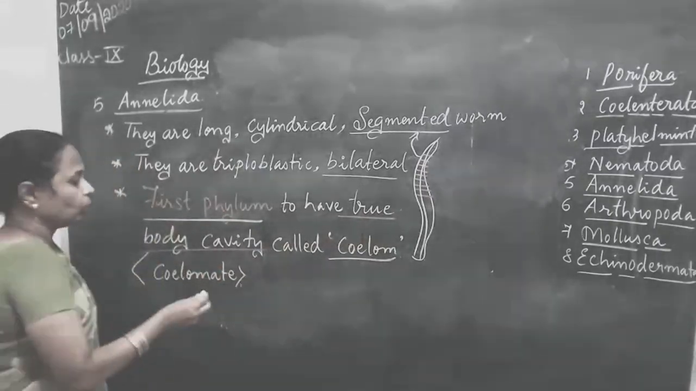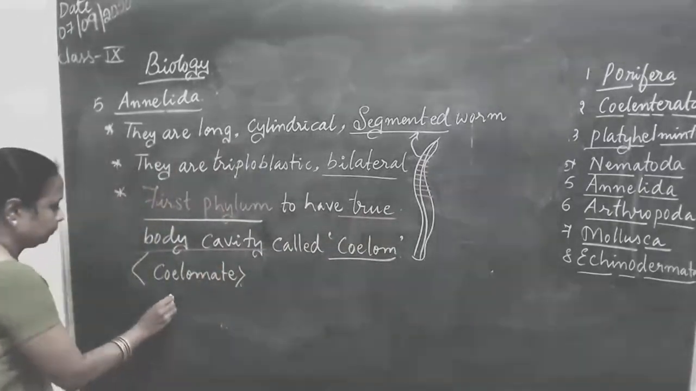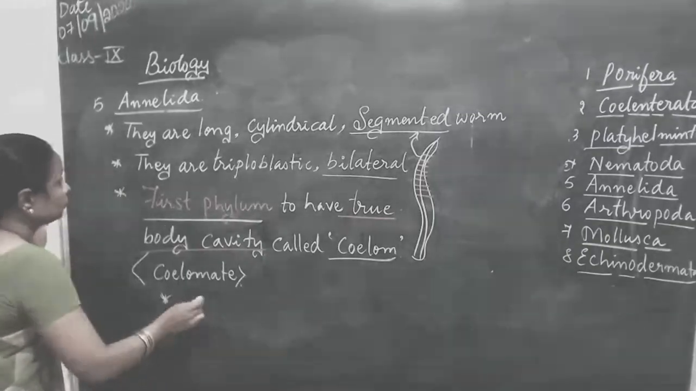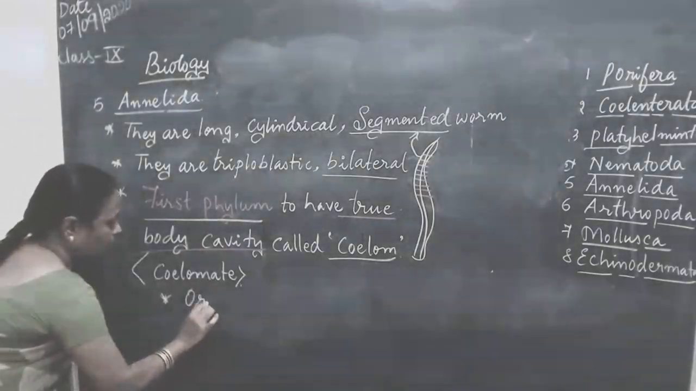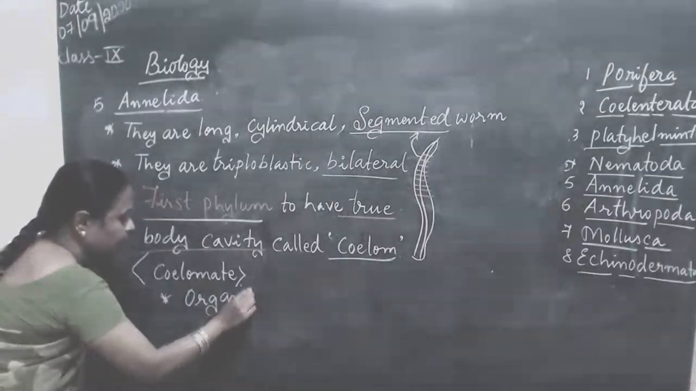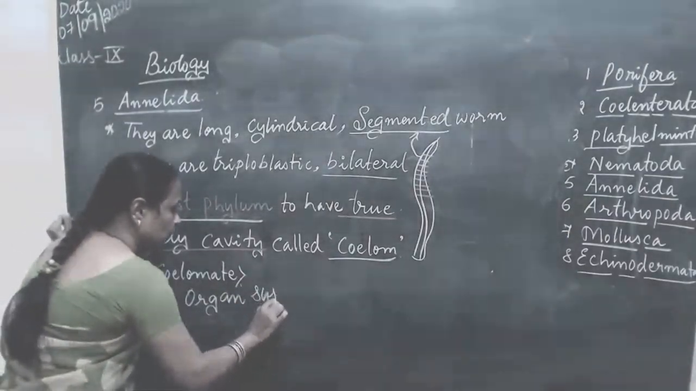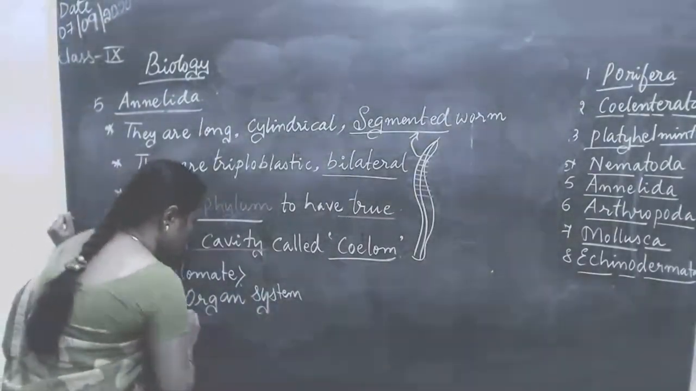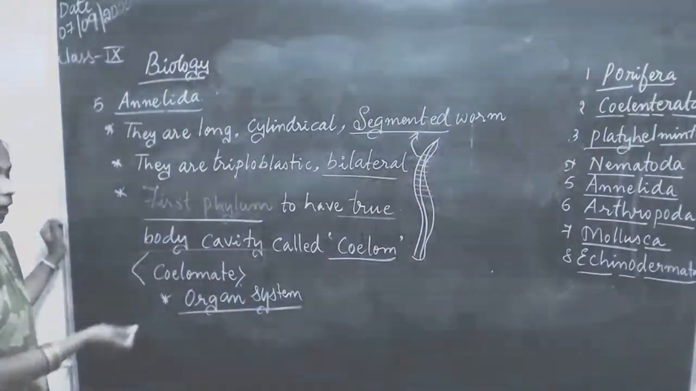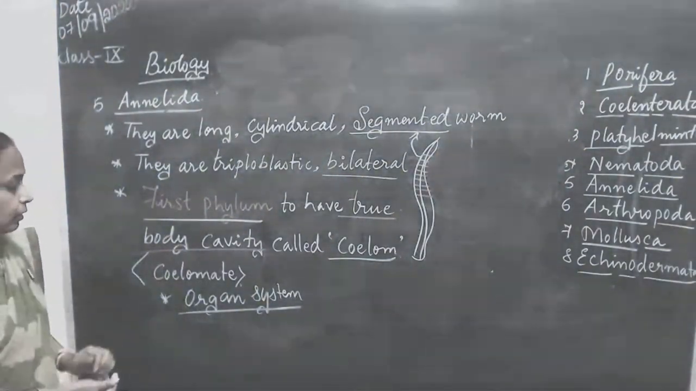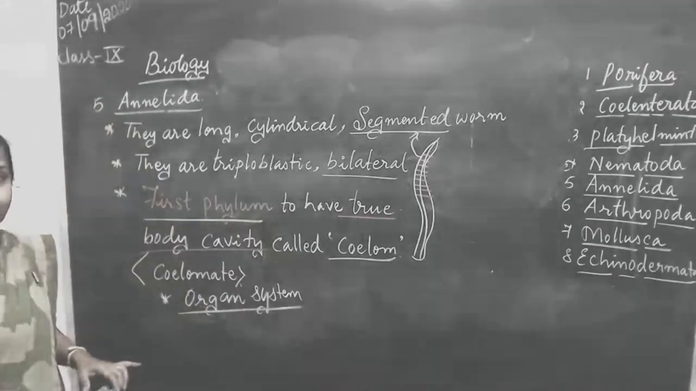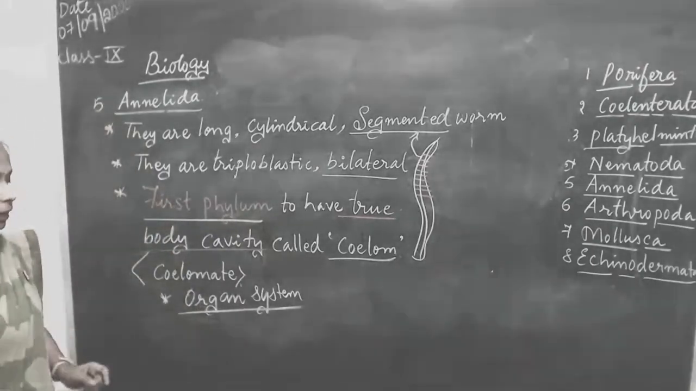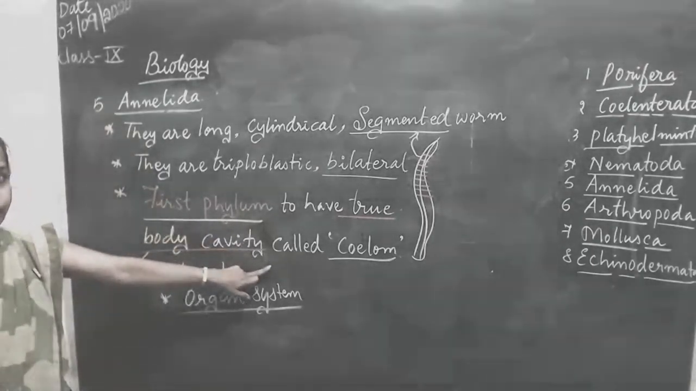Then from here onwards, we will be seeing the organ system. One step we are going ahead. In terms of advancement, we are seeing the organ system level of organization from phylum to phylum, that is, Annelida. They have got the true body cavity.